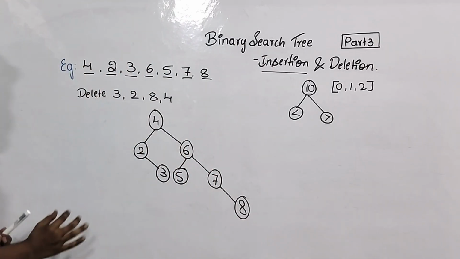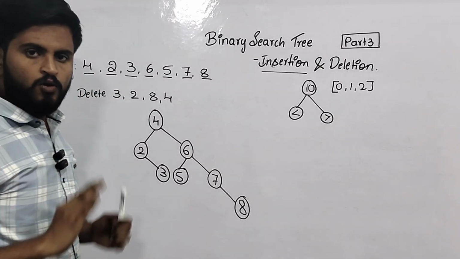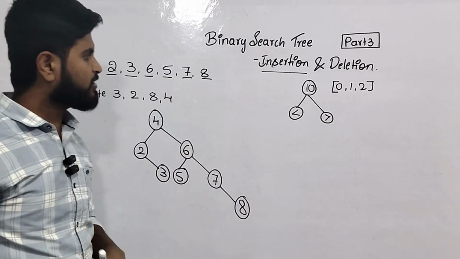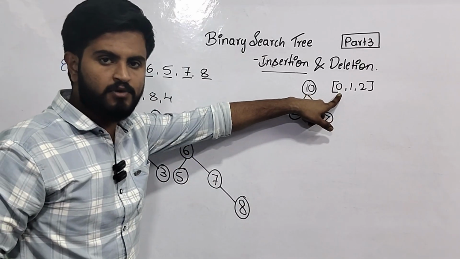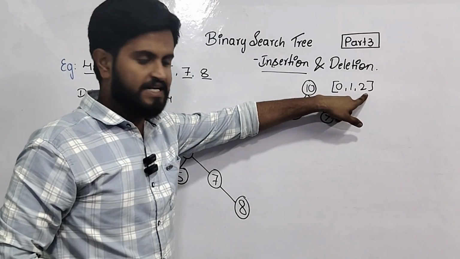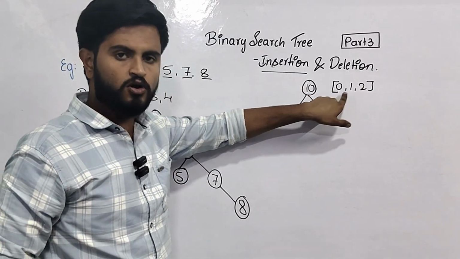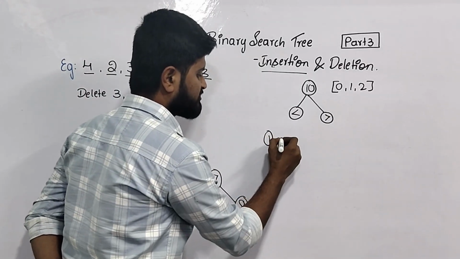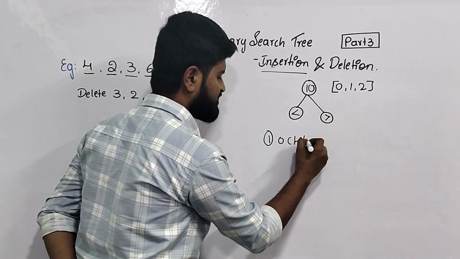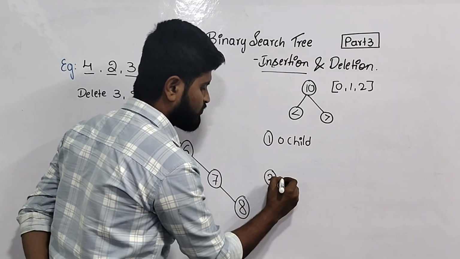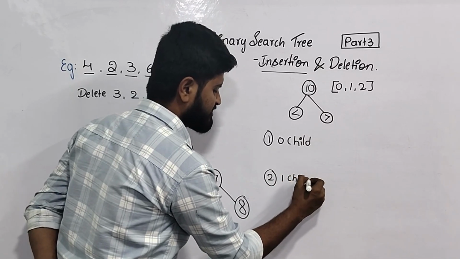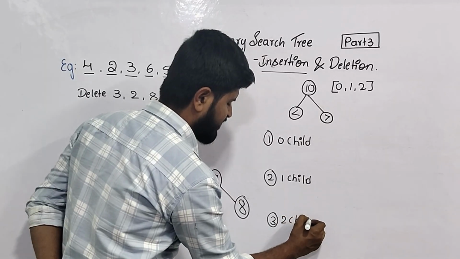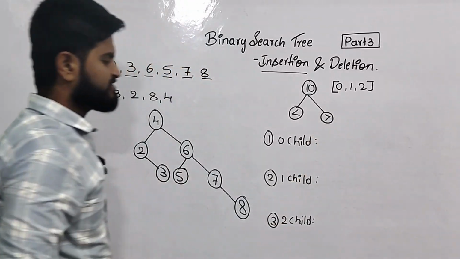Now let's delete the nodes which have been given in the problem. While deleting in the binary search tree, we will come across 3 scenarios, because a node can have a maximum of 2 children. That is, the range of children a node can have is 0, 1 and 2. If I want to delete a node with 0 child, that is the first scenario. If I want to delete a node with 1 child, that is the second scenario. Third one is if I want to delete a node which has 2 children. So these are the 3 scenarios.